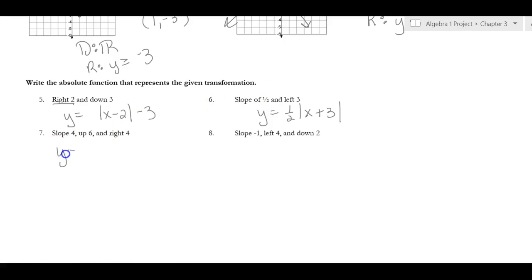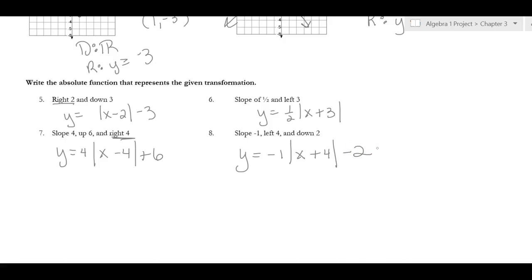All right, so you should have said it was a slope of 4. Right 4 goes inside the parentheses, and it's the opposite, and then up 6. And then for 8, it's a -1. Left 4 would mean it's a +4 in parentheses, and then down 2.